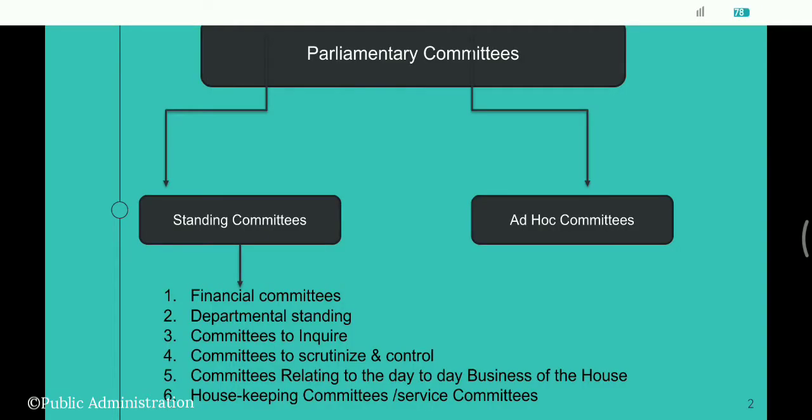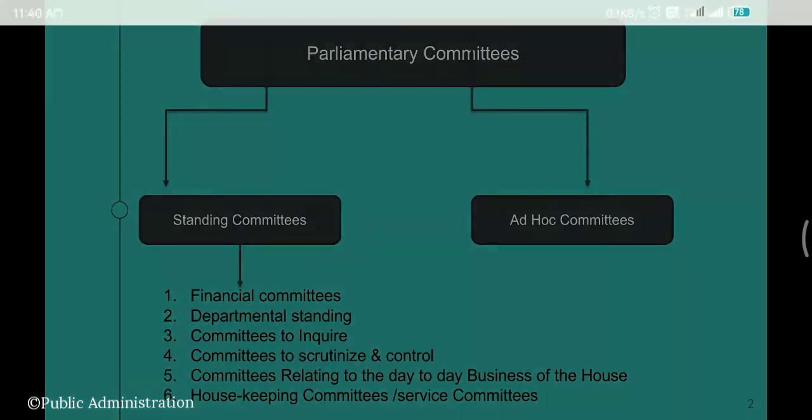Parliamentary committees can be divided into two: standing committees and ad hoc committees. Today we are going to discuss the parliamentary financial committee. So here I am going to discuss the standing committee.